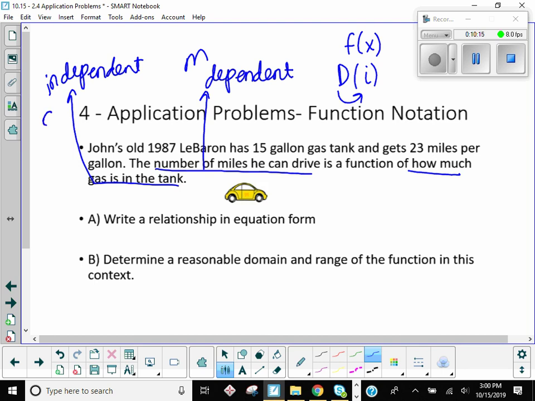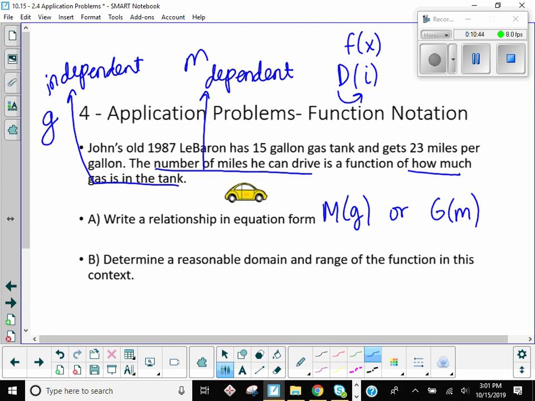Okay. So my next question is, I'm going to give you two options. If I was starting to build my function notation, I would either need to write M of G or G of M. And keep in mind that the letter on the outside depends on the letter on the inside. Do you think here that that would be option 1 or option 2?